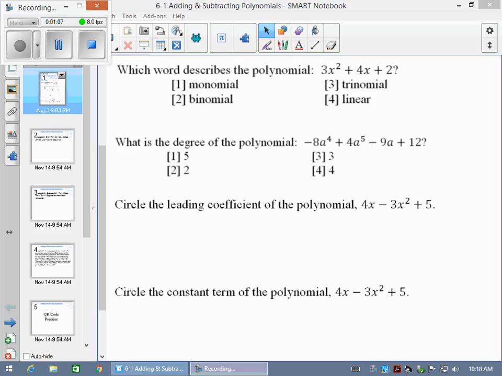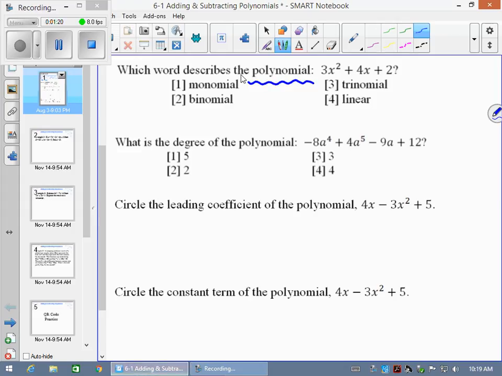Okay, so now that you've taken some time to try the 5 questions, we'd like to go over them with you. So, question 1 asks us which word describes the polynomial. At this point, we're assuming you remember that a polynomial is an expression of terms. So the amount of terms can also be described as a specific type of polynomial. So in this expression, we have one term, 3x squared, we have another term, 4x, and we have a third term of 2.